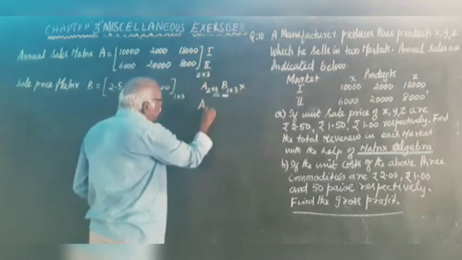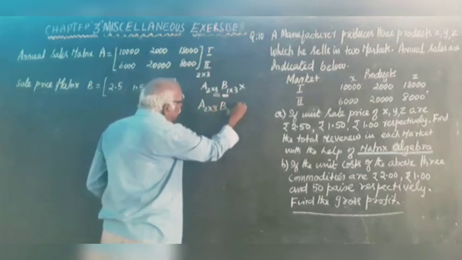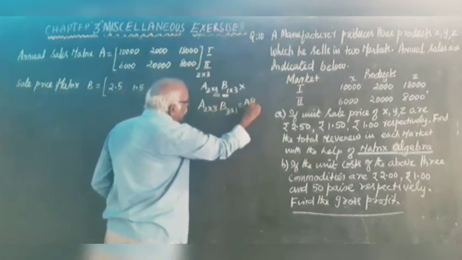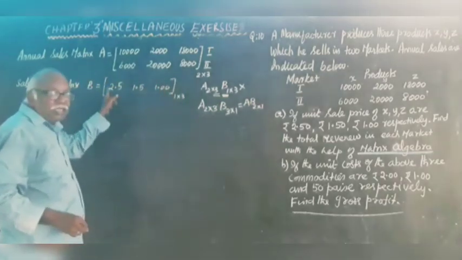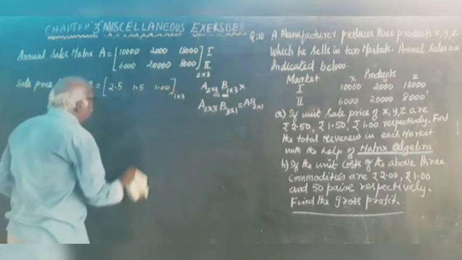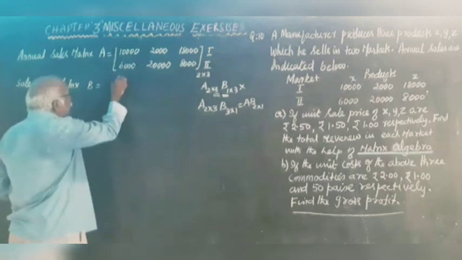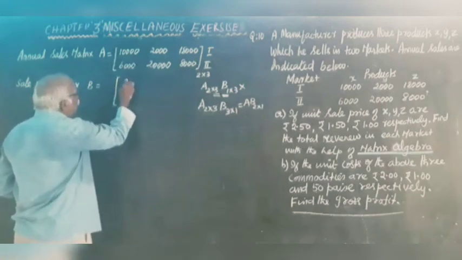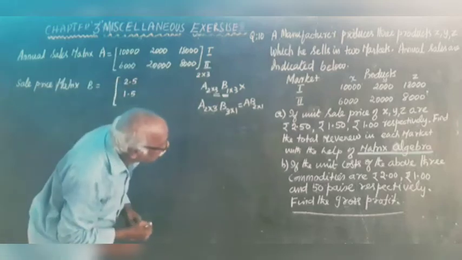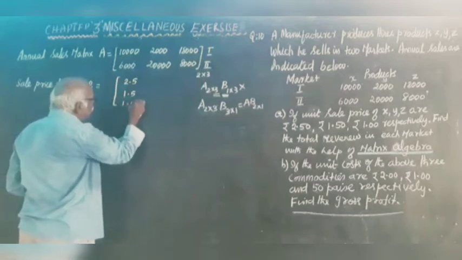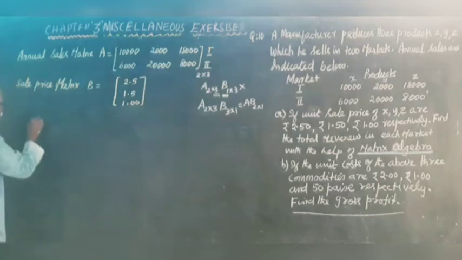So A is 2 by 3, B is 3 by 1. Now it is possible. You will get AB as 2 by 1. So this matrix is not a row matrix; we have to convert it to a column matrix. So B matrix is 2.5, 1.5 and 1 rupee. This is a column matrix. Then find the total revenue.